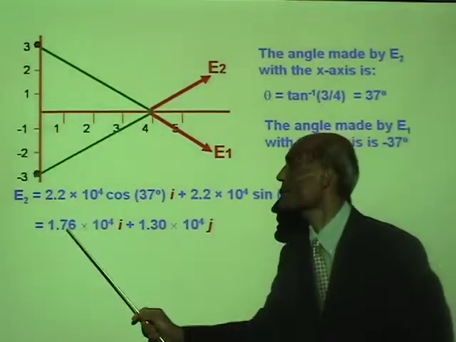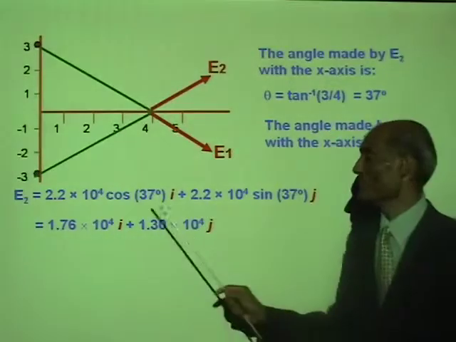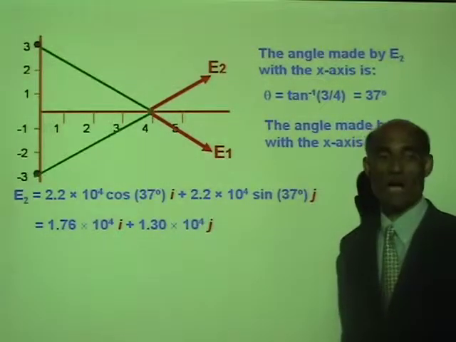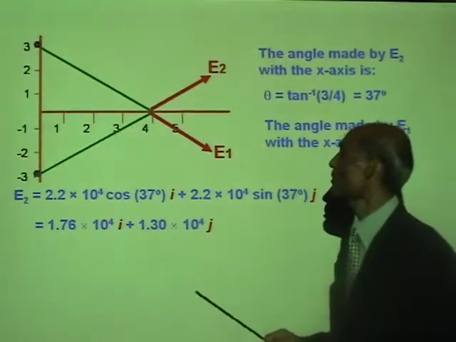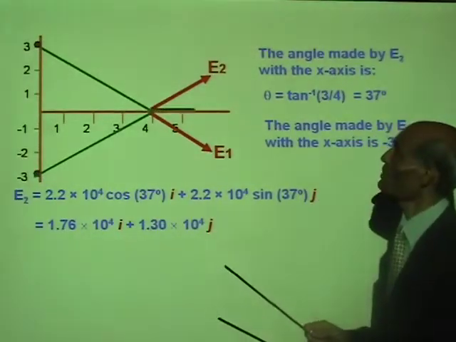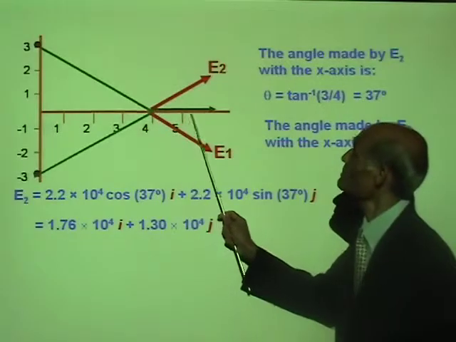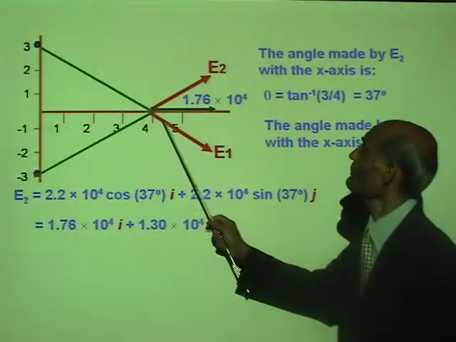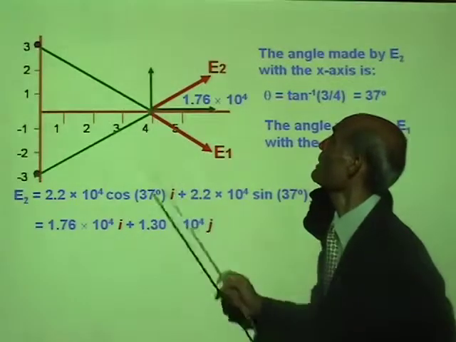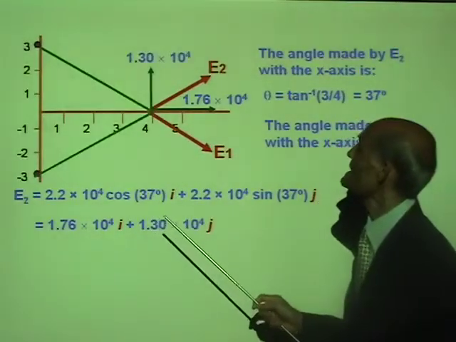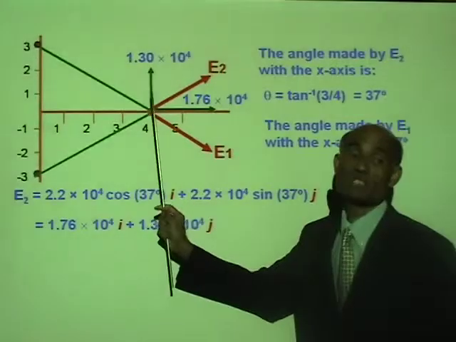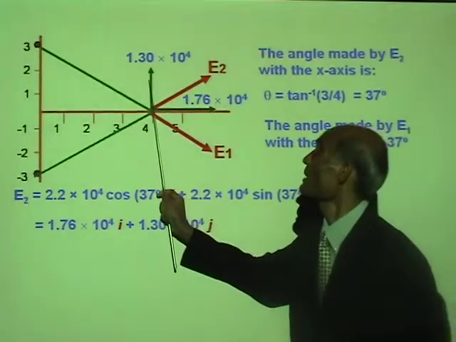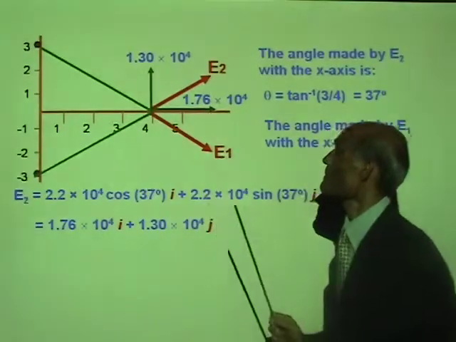And use your calculator to obtain that value. That will be 1.76 times 10 to the 4 i plus 1.3 times 10 to the 4 j. So this is the x component, 1.76 times 10 to the 4, and this is the y component, 1.3 times 10 to the 4. You notice that I can draw the y component anywhere I want. I can draw it here or here.